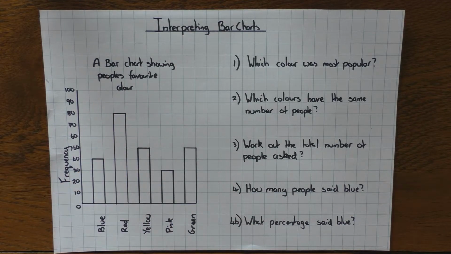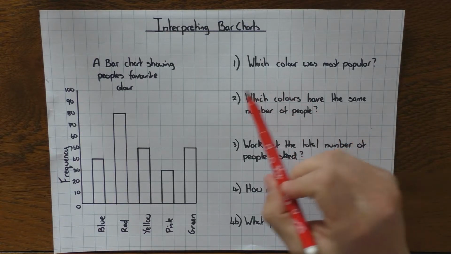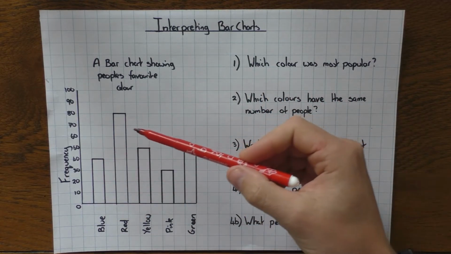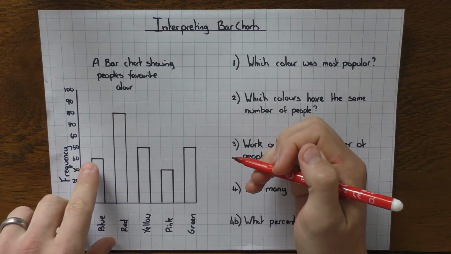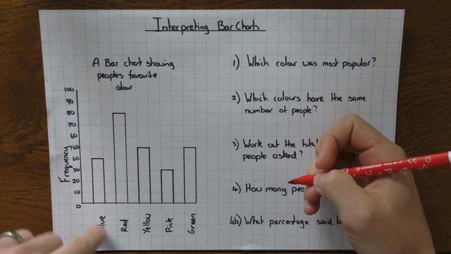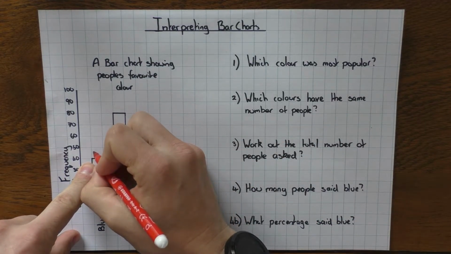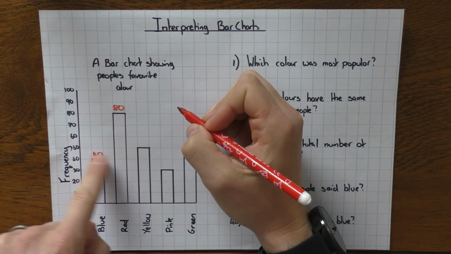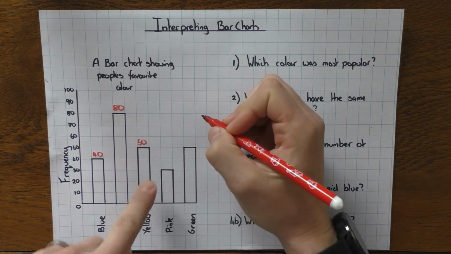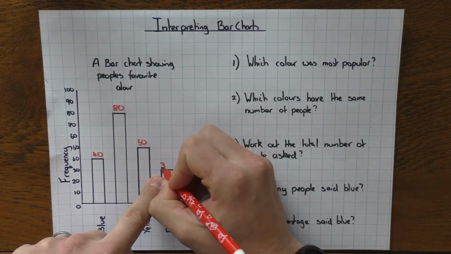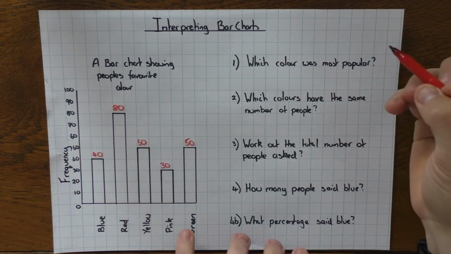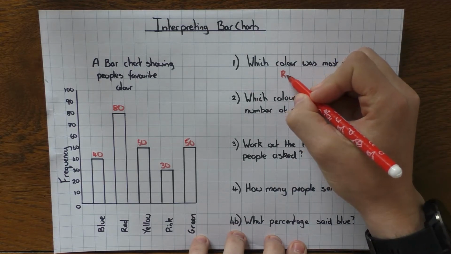So I've got a bar chart showing people's favourite colour. I've got blue, red, yellow, pink and green. So, question one. Which colour was most popular? So all we do here is look at the bars and see which one was the most. If you want to, and it will be handy later on, which is why I'm going to do it, it might also be worth actually writing down how many are for each person. So blue was 40, red was 80, yellow was 50, and we've got pink was 30, and green was 50. Okay, so quite clearly, red is the most popular colour.